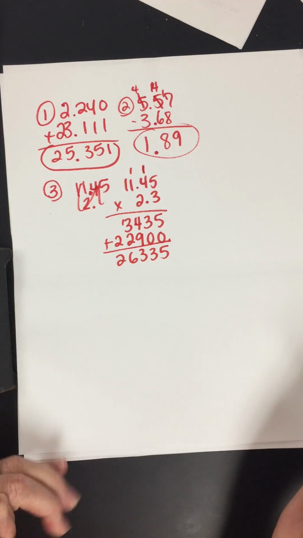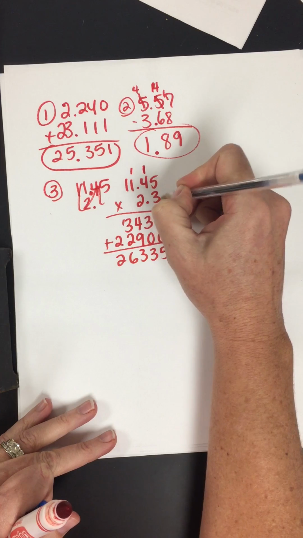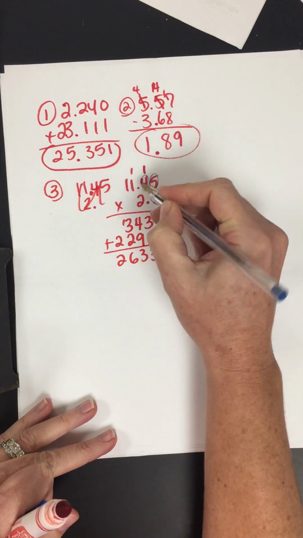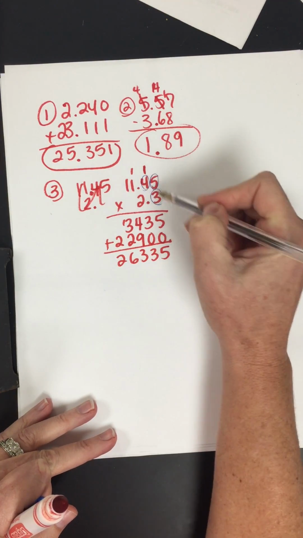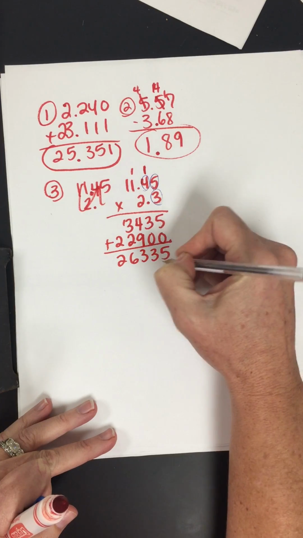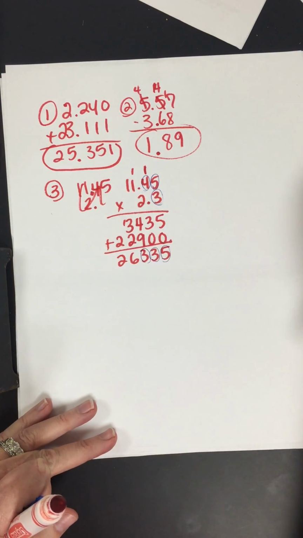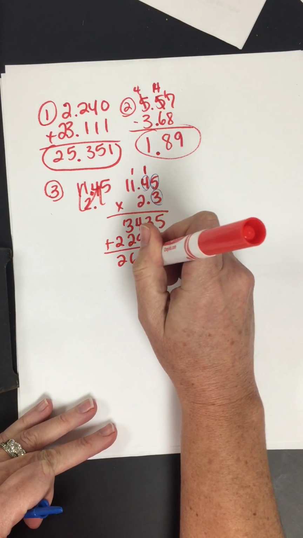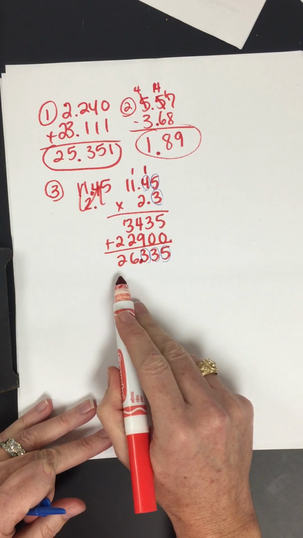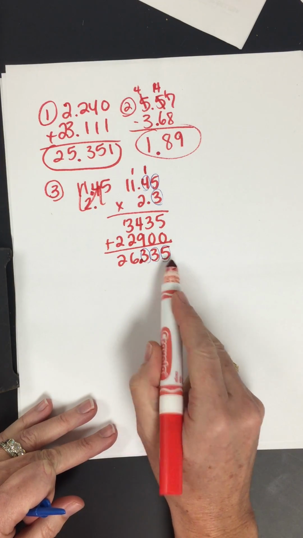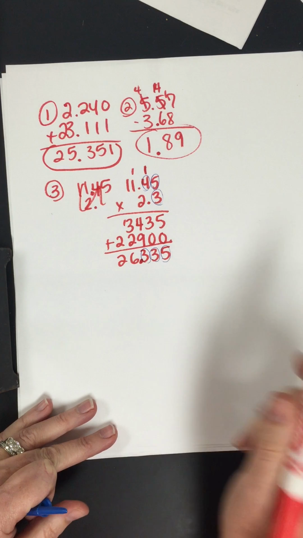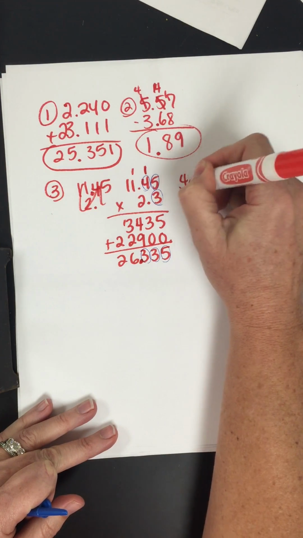To figure out where my decimal goes in multiplication, I come up and find all the digits that are to the right of a decimal, and I find that there are 3 of them. That means I need to have 3 digits to the right of my decimal in my answer. I put my decimal down, and I end up with the answer of 26.335, or 26 and 335 thousandths.